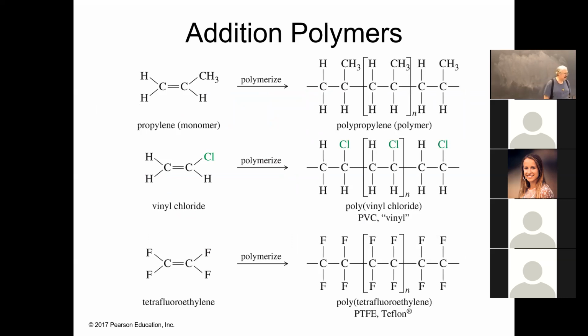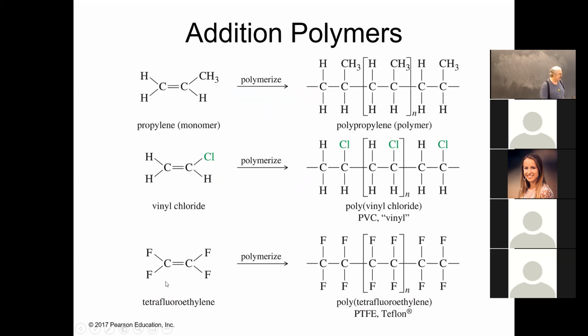One use of alkenes, as we've alluded to, is polymerization. This is one type of polymer. This is called addition polymers. And what characterizes addition polymers is that all of the monomer units are the same. So here we have polypropylene, polyvinyl chloride, or PVC.